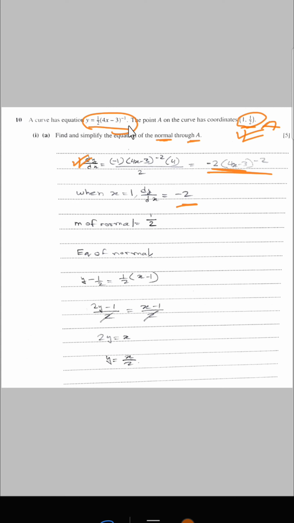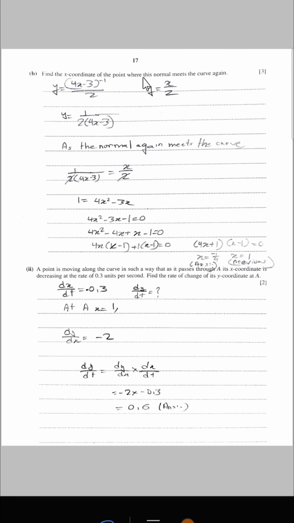So first of all, we need to find the gradient of the curve. Then we substitute the value of x to find the gradient of the curve. Since the gradient of the normal is the negative reciprocal of the gradient of the curve, and the gradient of the curve is -2, its negative reciprocal would be 1 by 2. We know the coordinates and the gradient, so the equation would be y minus y1 is equal to m in bracket x minus x1, and we have found our equation as y is equal to x by 2.